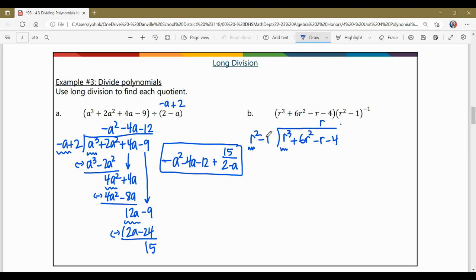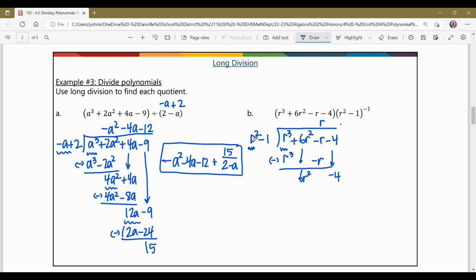Then I multiply. R times r squared is r cubed. R times negative 1 is negative r. Look how I have to line up my values when I long divide. All the powers have to be below each other. So we draw our line and subtract. R cubed minus r cubed is 0. Notice I have just a 6r squared that I can bring down. Then I have negative r minus a negative r, that's 0. And then I bring down my last term, negative 4.